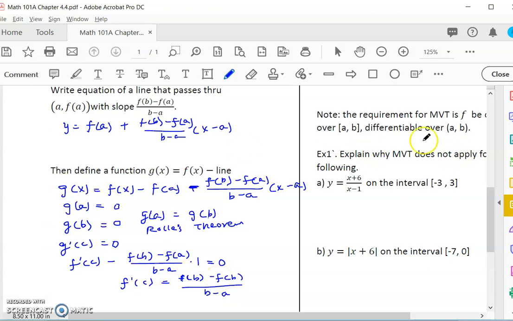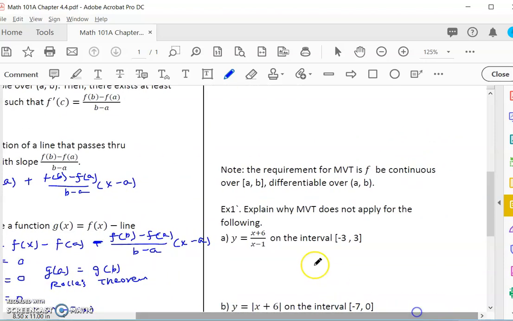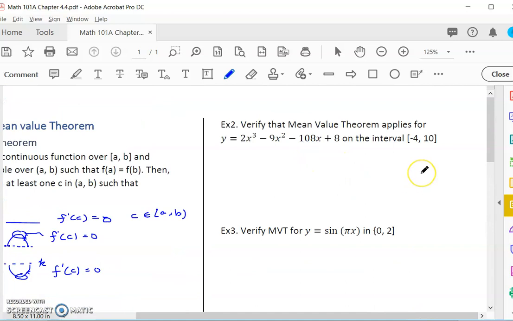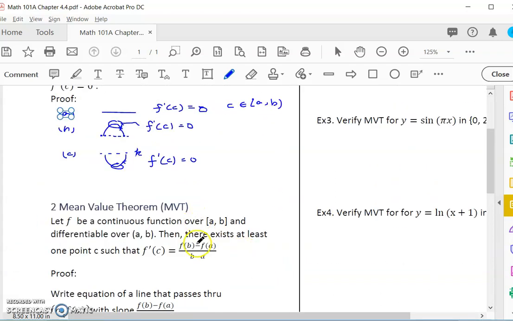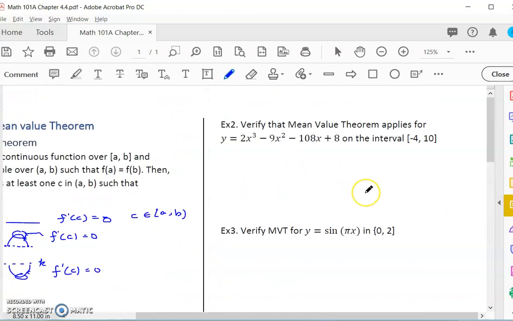Okay, it's rather strange. If you don't understand it, it's fine. But I just want to prove it. The important thing you need to know is first understand when it applies. The mean value theorem says that if f is a continuous function over a closed interval and differentiable over the open interval, there would be at least one point C such that the derivative at that point, the slope of the tangent line, is equal to the secant line slope between A and B.